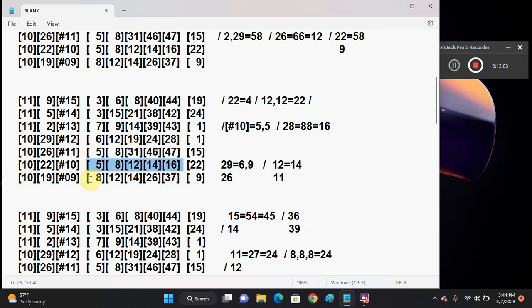Another thing is that whenever you get a cluster of these 8s, like 8, 8, 8, you have to add them up. In this case, 8, 8 is equal to 16. 8 plus 8 plus 8 is equal to 24. And that played out right there, you see.